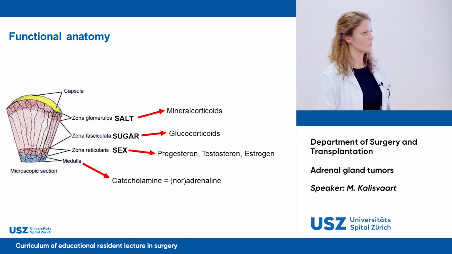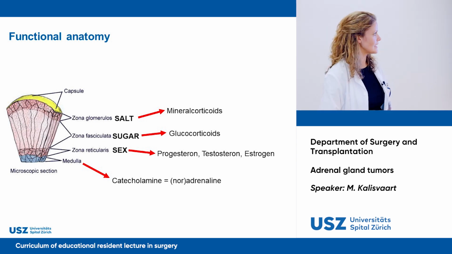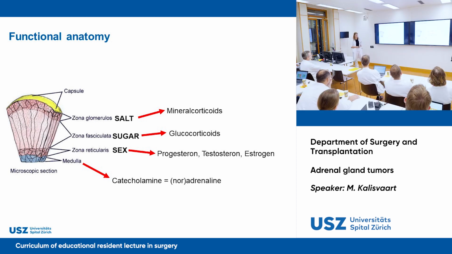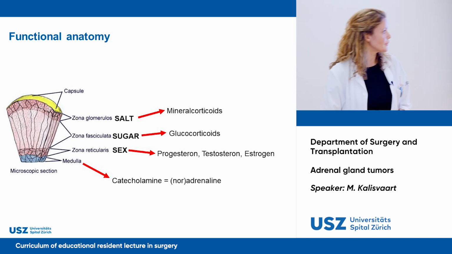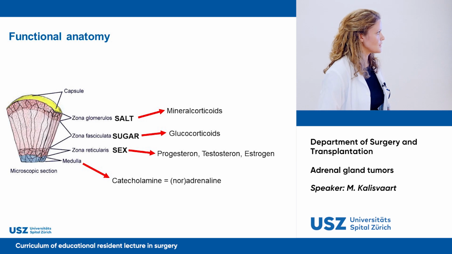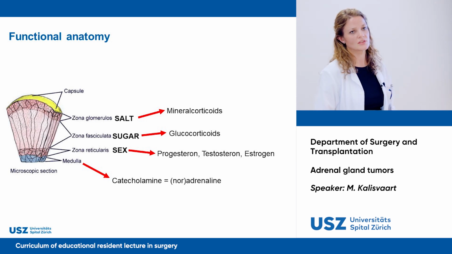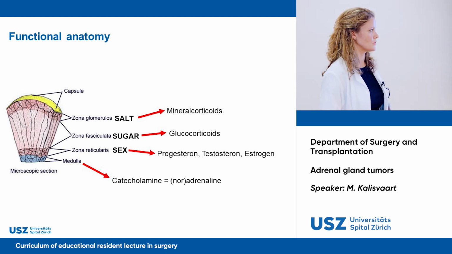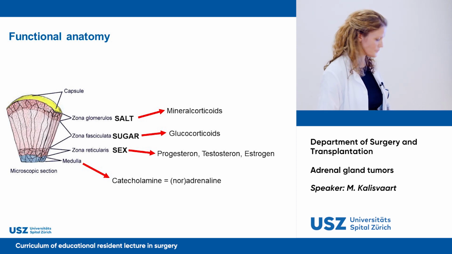First, there's an easy way to learn what they actually produce. It's salt, sugar, and sex for the cortex. And in the medulla, the catecholamines. First the zona glomerulosa is the salt, because it produces the mineral corticoids. Then the zona fasciculata, which produces the sugar, the glucocorticoids. And the zona reticularis is referred to as sex, because it's producing the progesterone, testosterone, and estrogen.